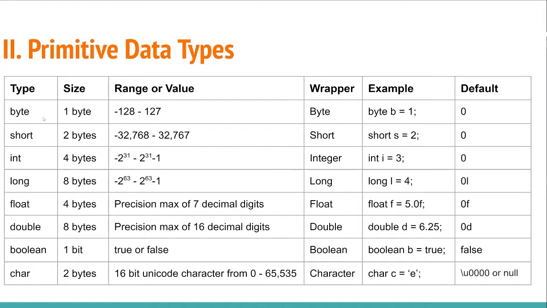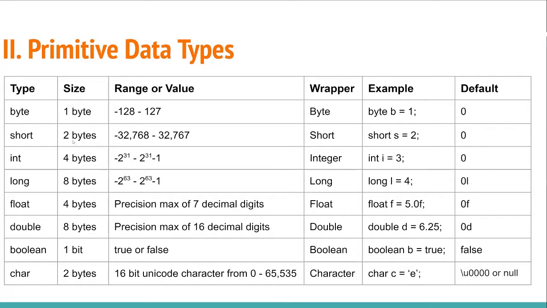Now, looking at the byte, a byte has a size of 1 byte and its range is from -128 to 127, and it has a wrapper class. A wrapper class is an object, and it has an equivalent Byte wrapper class. To declare a byte primitive data type, we declare it like this: byte b equals 1. We can only set this value from -128 to 127. Otherwise, there will be an error.